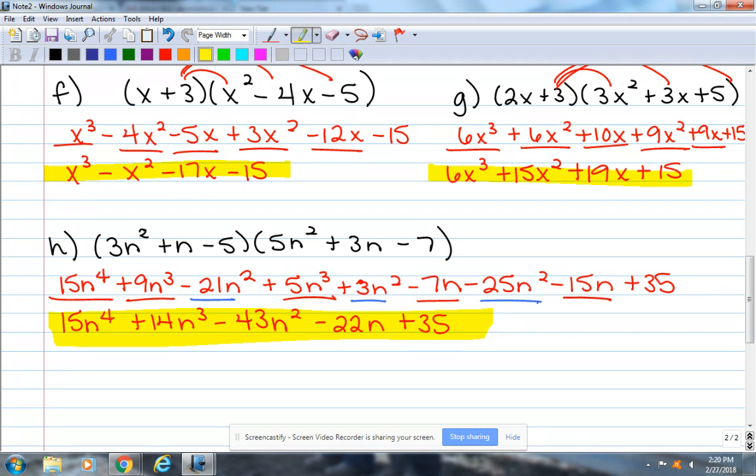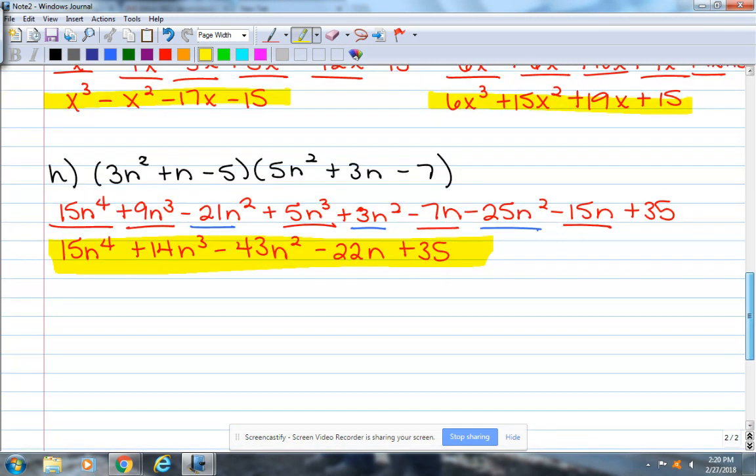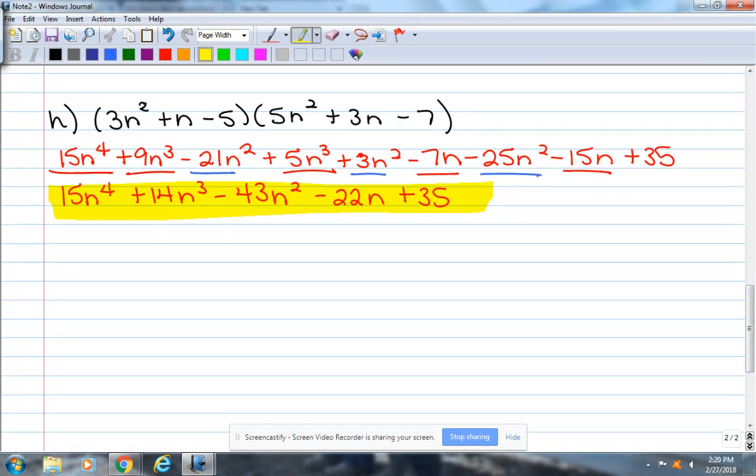Okay? So let's multiply 3 things together. Let's do 3 trinomials. Well, we're going to make it nicer than that. I'll just do 3 binomials. I'm not that evil today.